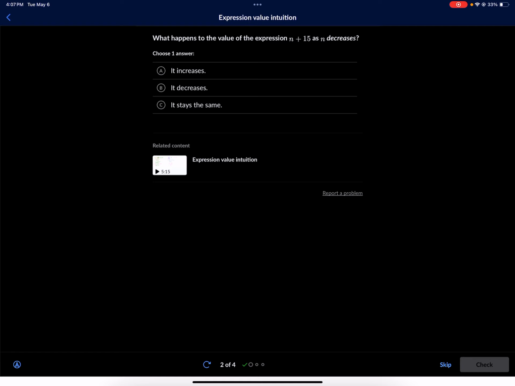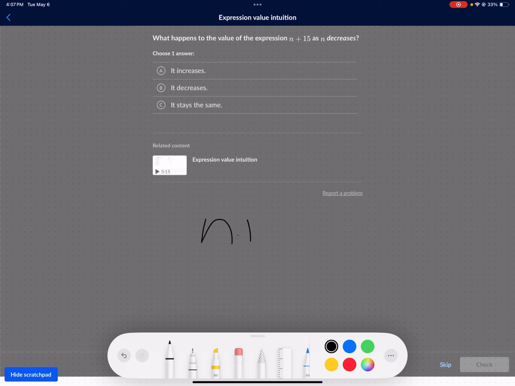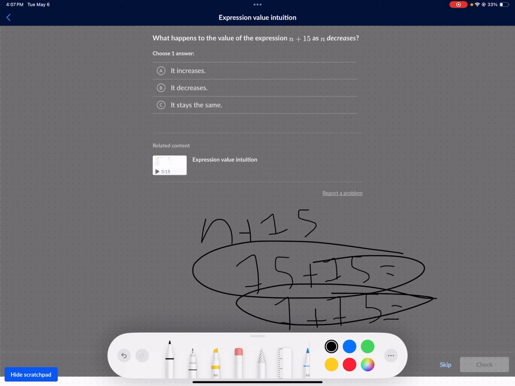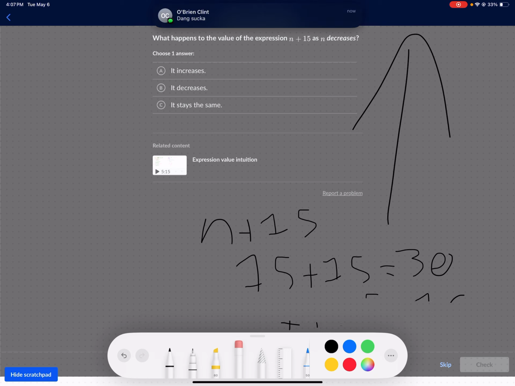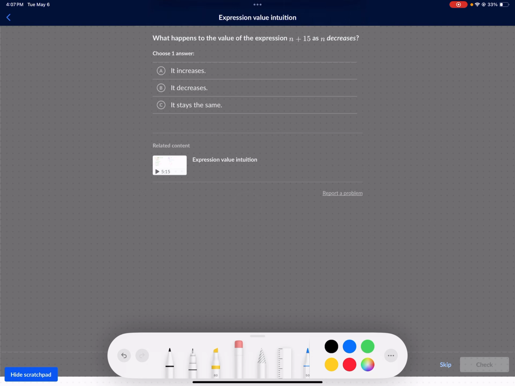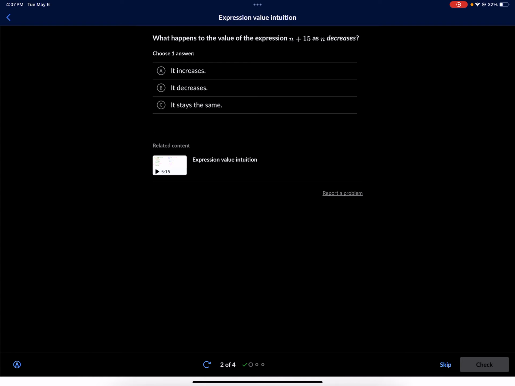Okay, what happens to the value of the expression n plus 15 as n decreases? So let's see here. We have n plus 15. Let's just say it started at 15 plus 15. If n decreased to 1, which would be bigger? It would be 30 and 16. So as n increases in a sum, the number will also increase. So this is a linear expression. If n decreases, it would kind of defeat the purpose of a sum. So it would be linear, so it would decrease as well.